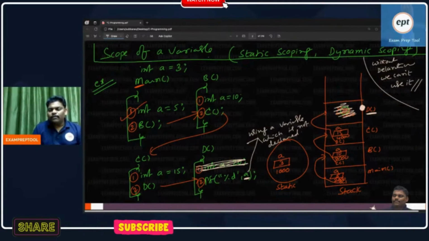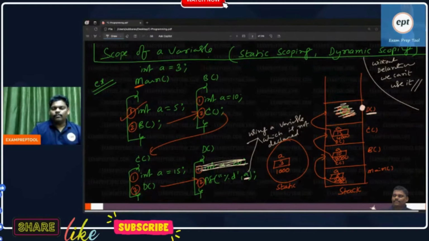Are you getting? Type here. If you don't type, how do I know? Are you getting or not? If you don't type, how do I know, yaar, whether you are getting it or not?